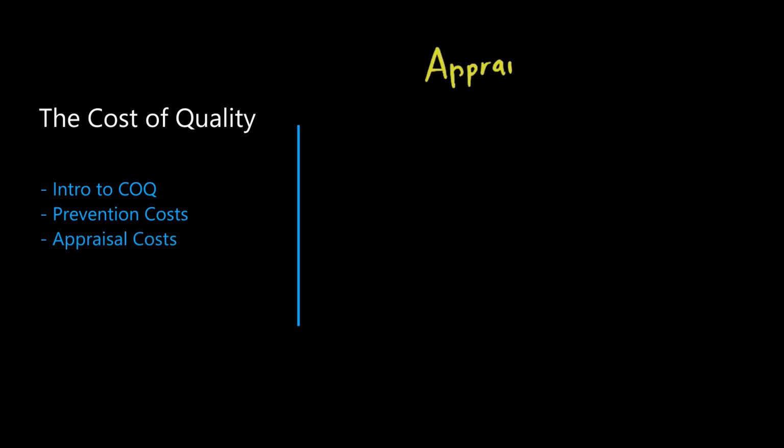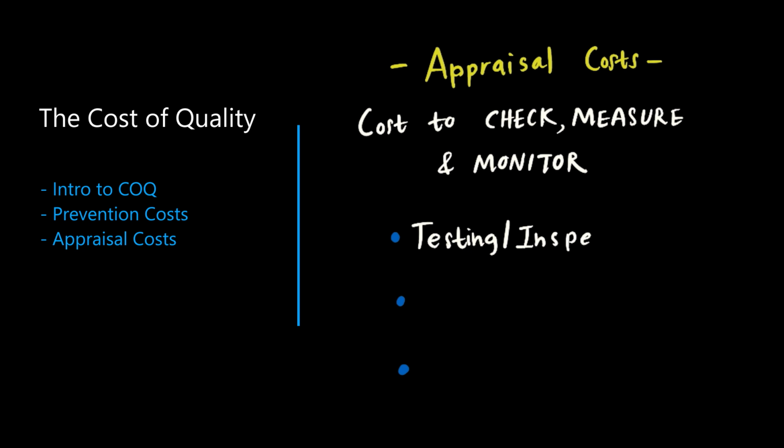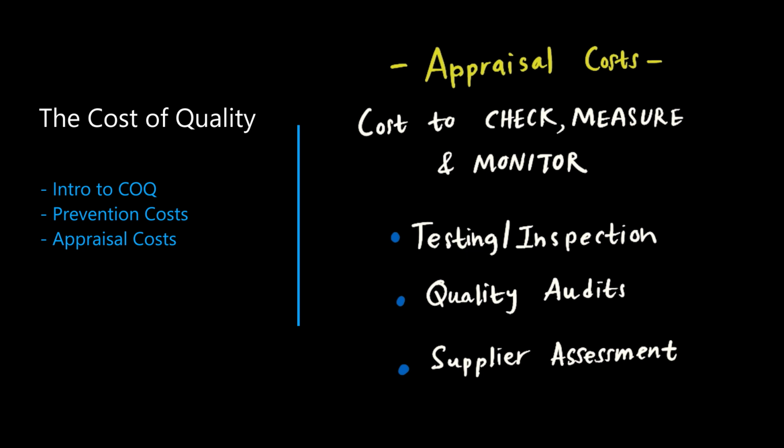The second control cost is appraisal costs. This is the cost of checking to see if things are going right. It's the cost of measuring and monitoring. For our house, this is the money you pay a building inspector to come at various stages and check the foundation, the framing, and the electrical work. In business, this includes the cost of testing products, performing quality audits, and inspecting incoming materials from suppliers.